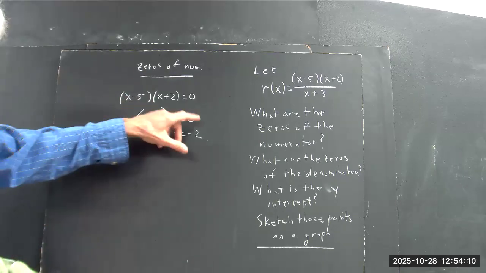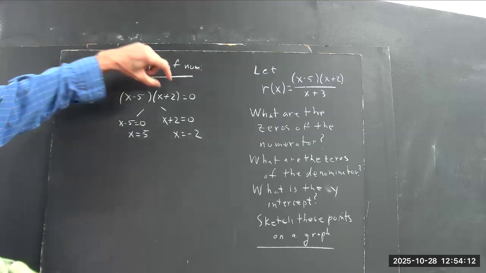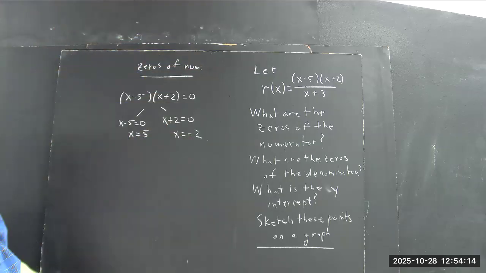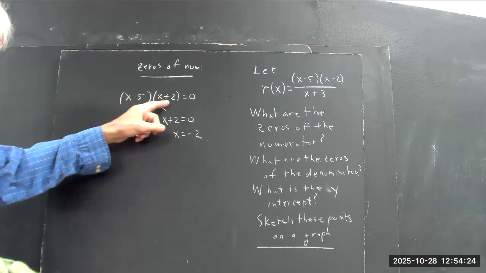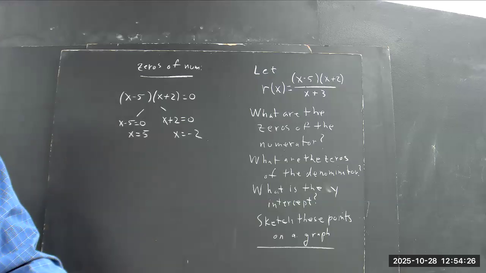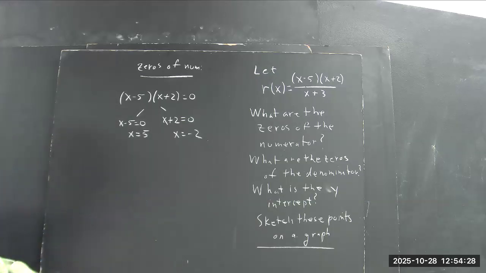So you split it into two equations because if two things have a product of 0, one of them is going to be 0. Okay. And if neither one of them is 0, it can't be 0. Because you can't multiply two numbers that aren't 0 and get 0. All right.